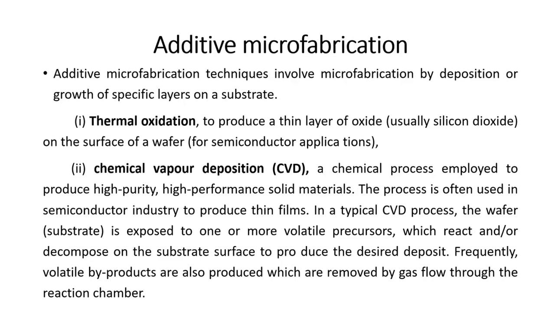Chemical vapor deposition is employed to produce high purity, high performance solid materials used in the semiconductor industry to produce thin films. In the CVD process, the wafer is exposed to one or more precursors which react or decompose on the substrate surface to produce the desired deposit. Frequently, volatile byproducts are produced which are removed by gas flow through the reaction chamber.